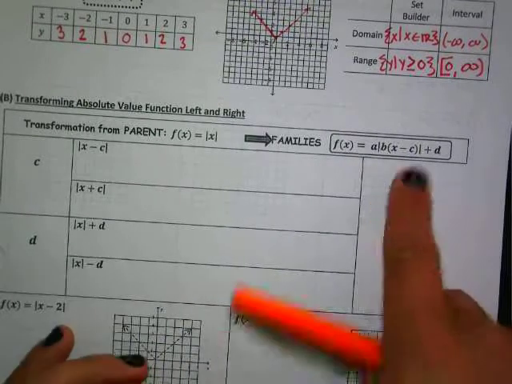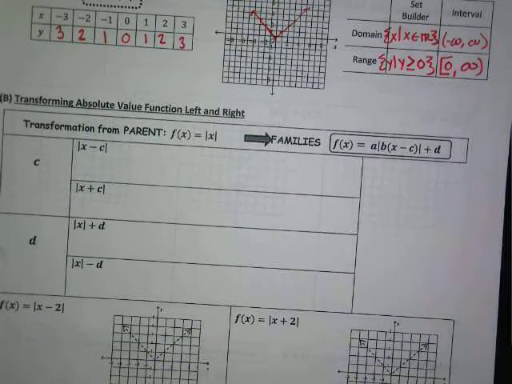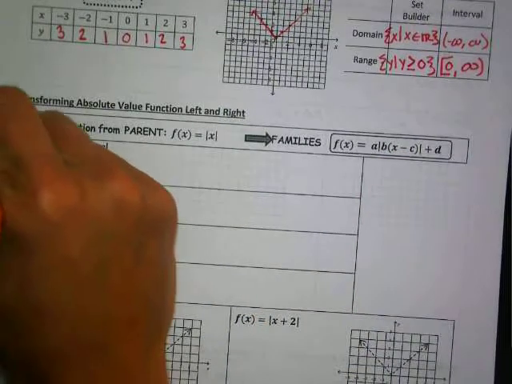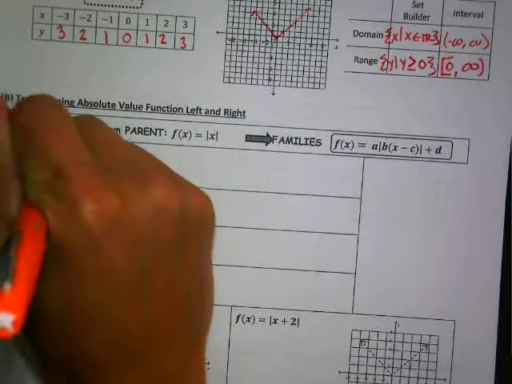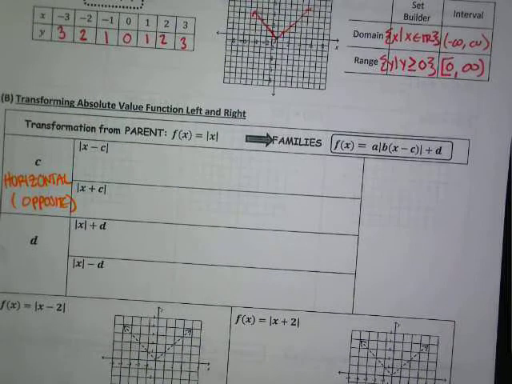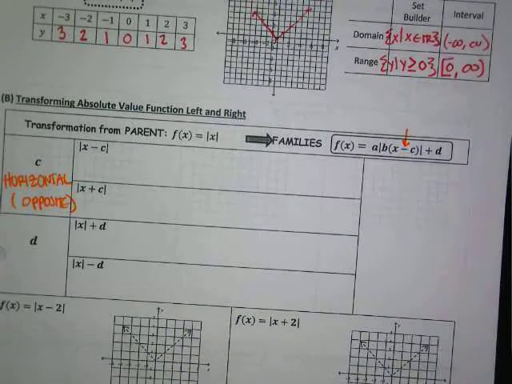First of all, anything on the inside of your absolute values, inside your parentheses, is horizontal. It's a horizontal shift. So this C is going to be horizontal. And the inside, you also have to think opposite. So inside is horizontal, and it's always going to be opposite. You just gotta remember the inside is always going to be different, and the reason why it's different is because of the negative sign right there, which is making things backwards.